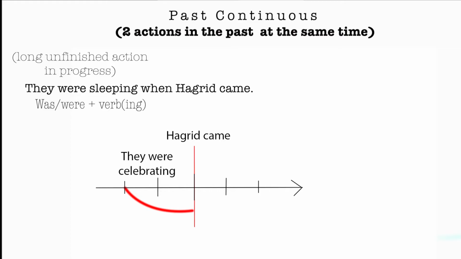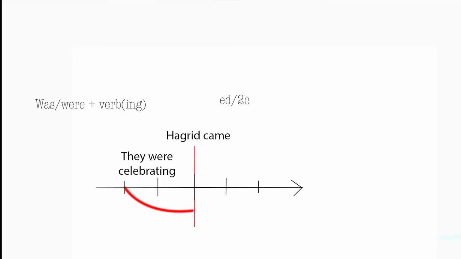However, they were interrupted in the middle of their sleep when Hagrid came. He entered the house and he was there. It's a short finished action. In this case, we use the past simple tense and add ed or the second column of verbs. Let's have a look at a few examples.